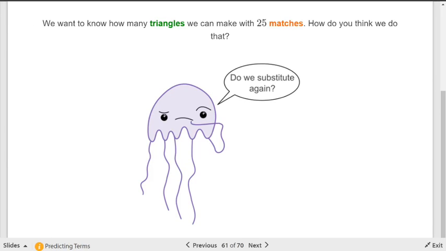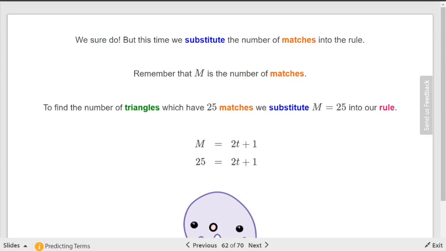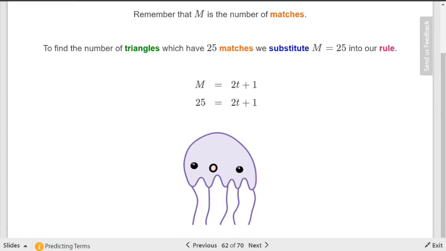We want to know how many triangles you can make with 25 matches. Is 25 matches a T or an N? T. Yeah. So that changes things a little bit because of where the T is, or the M in this case. So you have to get the number of matches and make as many as you can. So watch carefully, guys. So here's our rule. M equals 2T plus 1.